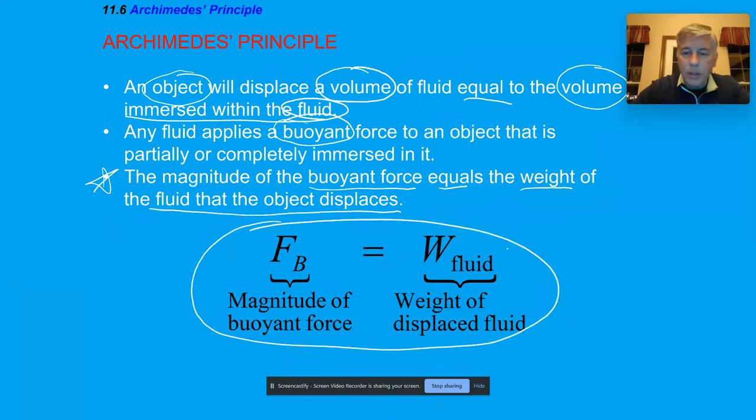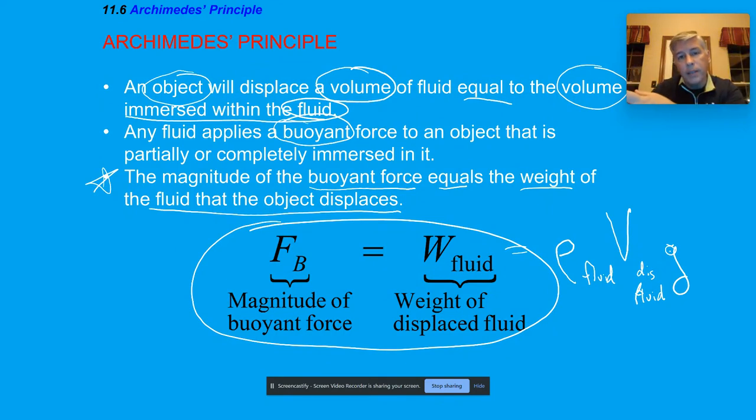I'm going to extend it a little bit, because the way we're going to find our weight of displaced fluid is we'll take the density of the fluid, multiply by the volume of the displaced fluid, and then multiply that by gravity. So we'll get those three things together. That'll figure out the weight of the displaced fluid. That'll be equal to the buoyant force.